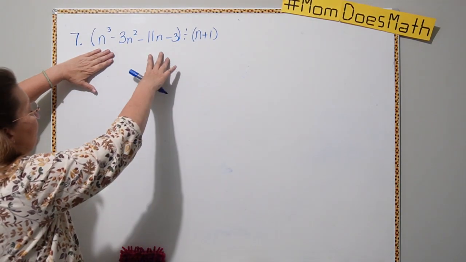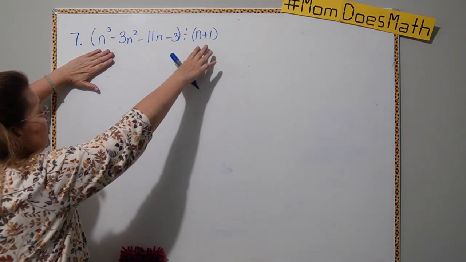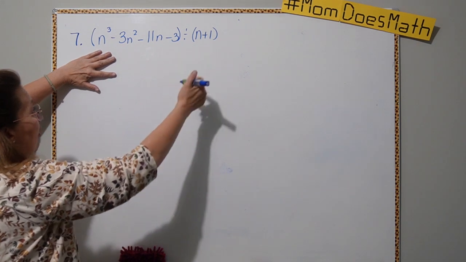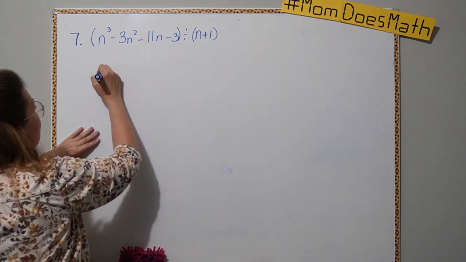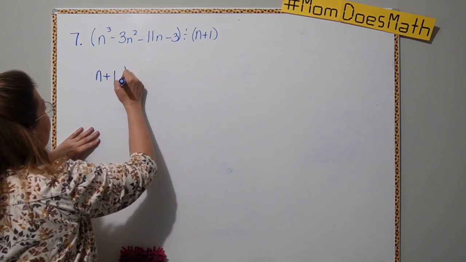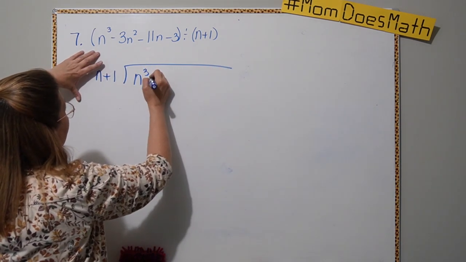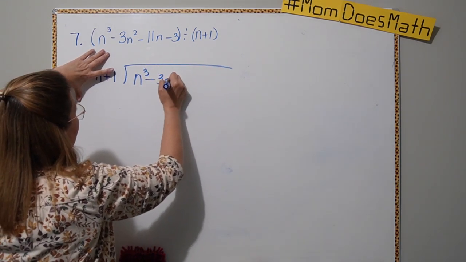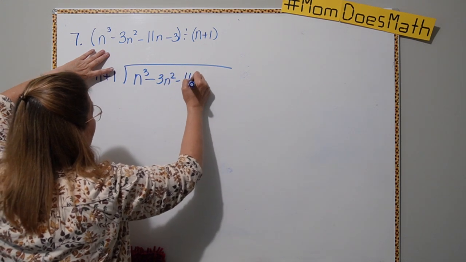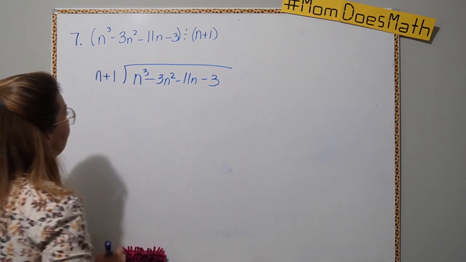All right, look for, there's no missing terms and there's no restrictions on the divisor for long division. So we're just going to do n plus 1 up here. And then we're going to copy this polynomial: n to the third minus 3n to the second minus 11n minus 3. Okay?